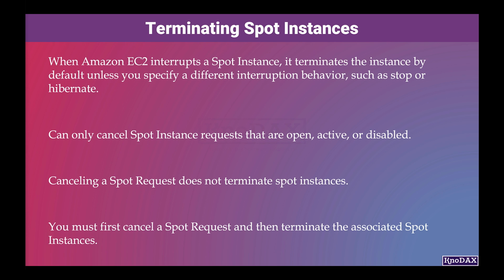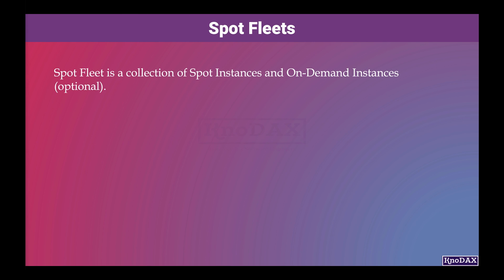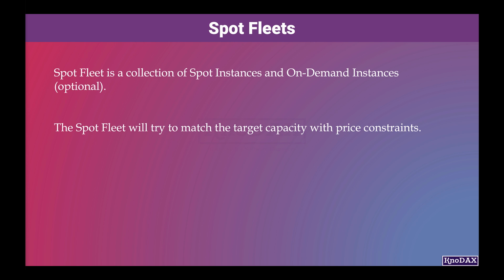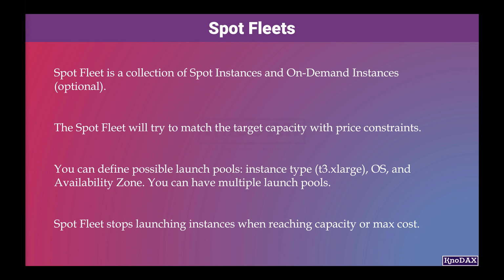Now let's talk about spot fleets. A spot fleet is a collection of spot instances and on-demand instances. The on-demand instances are optional. The spot fleet will try to match the target capacity with price constraints. You can define possible launch pools such as instance type, OS, and availability zone. You can have multiple launch pools. Spot fleet stops launching instances when reaching capacity or when the maximum cost is reached.